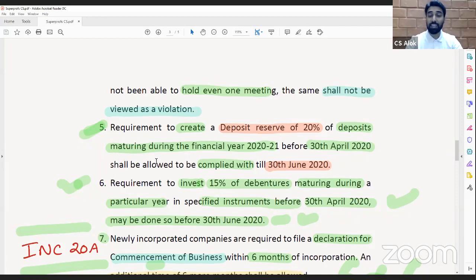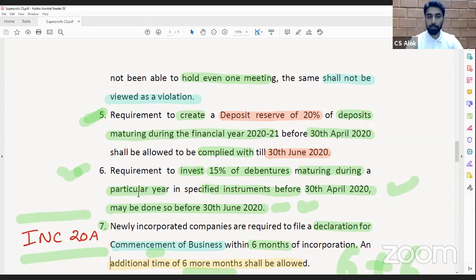So these are all relaxations. These are not permanent amendments. After this crisis is over, maybe June, July, and all, they'll remove all these things. So right now it's important. And for exam, you have to write this. You'll get extra marks compared to all your other friends who don't write all this. So if you're attending this session, very good. You're getting the chance to know all this.